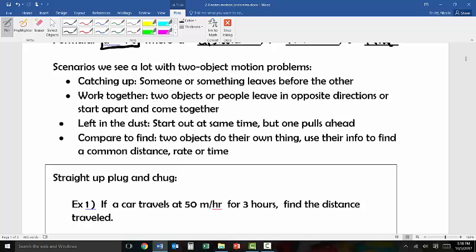So the first type of problem is called catching up, and that's when someone or something leaves before the other. So it might say John left to go to Florida, and then 2 hours later, Katie left after him. So that's an example of catching up. When you see this, your setup will be setting the 2 objects' distances equal to each other. Each one's going to have a distance, and they need to be equal in order to figure it out. And it doesn't hurt to sometimes draw a picture of what's happening, and then you can recognize what type of problem it is.